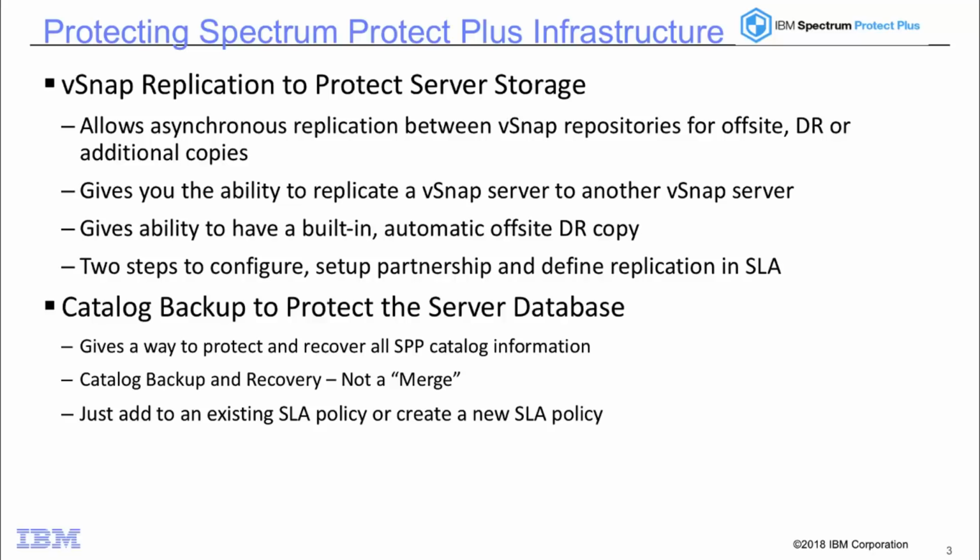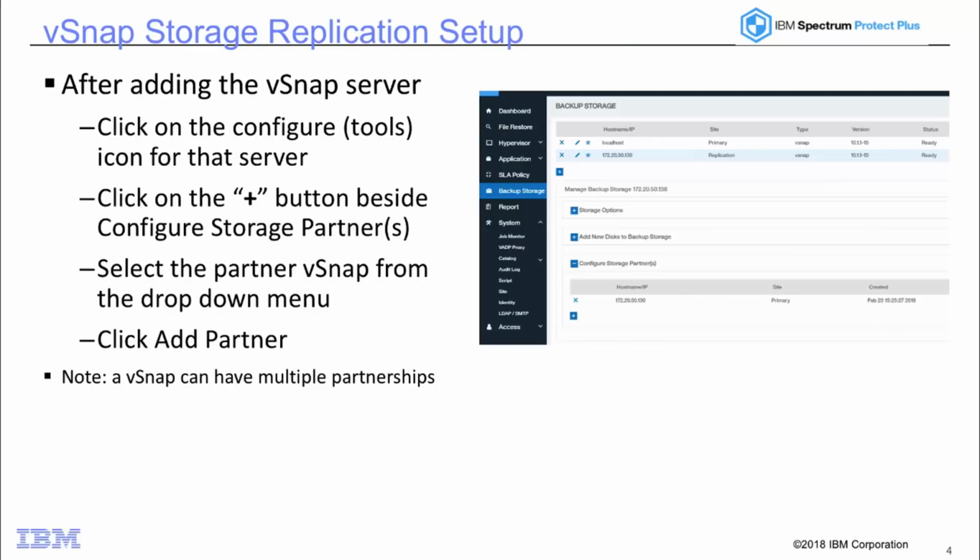Now, of course, for disaster recovery purposes, you're also going to need to protect the Spectrum Protect Plus database. And so in version 10.1.1, you can protect the Spectrum Protect Plus catalog information with a backup to vSnap storage. And basically, again, this is very easy to set up and very easy to use. You just add this backup to the SLA or create a new SLA policy, and then on a schedule, it will automatically back up the catalog.